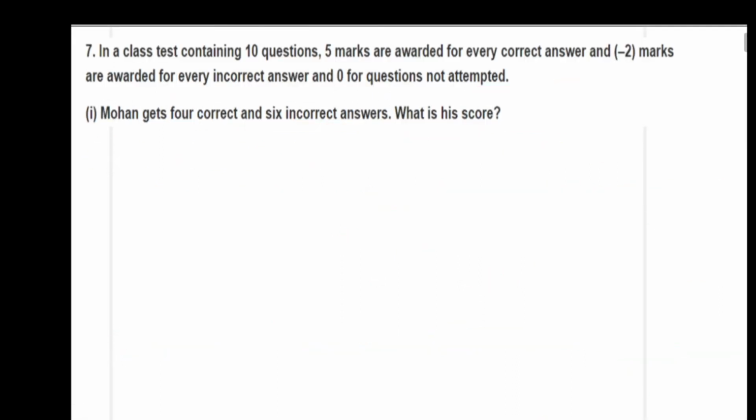Question number 7 is given. In a class test containing 10 questions, 5 marks are awarded for every correct answer, and minus 2 marks is awarded for every incorrect answer, and 0 for a question not attempted. Here it is given: Mohan gets 4 correct and 6 incorrect answers. So what is his score?